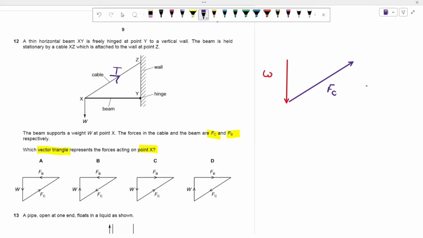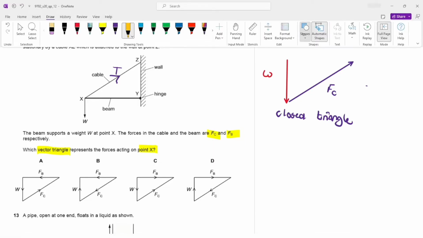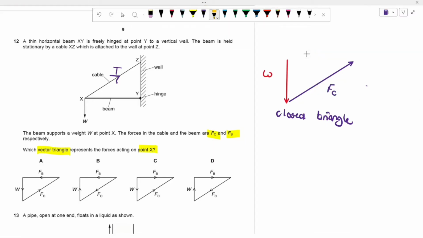Mind you, I said that the resultant force is 0, and we know that for the resultant force to be 0, the triangle that you form must be a closed triangle. That's the law. If it's a closed triangle, it means that the resultant force is 0. So it means that my force that will be coming from the beam should be acting in this direction. Why? So that it forms a closed triangle and the resultant force can be 0.